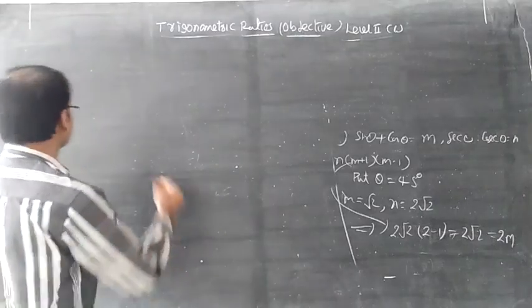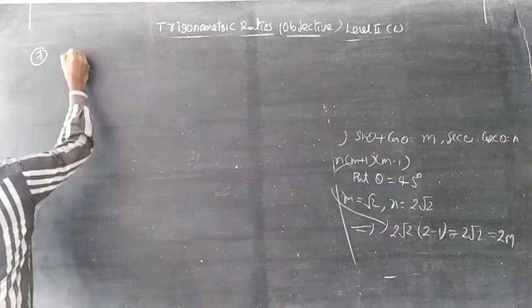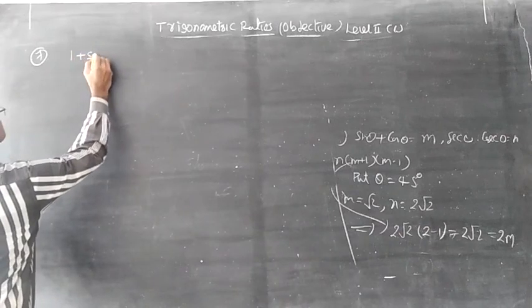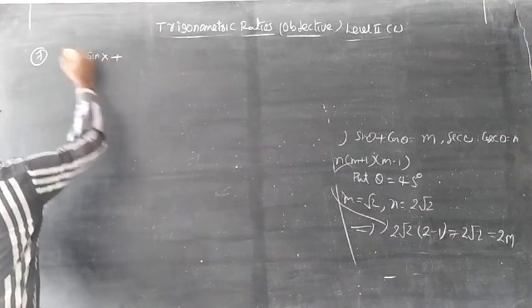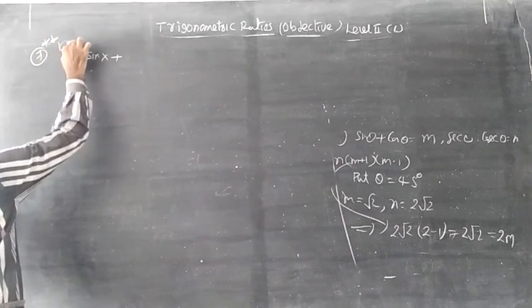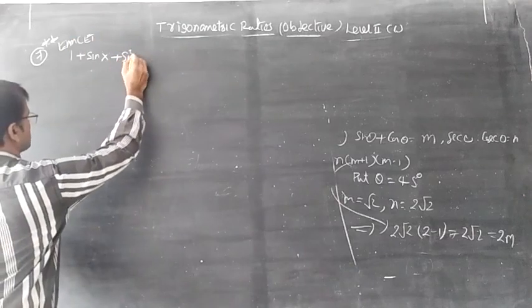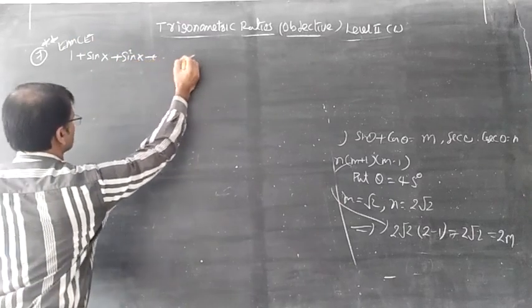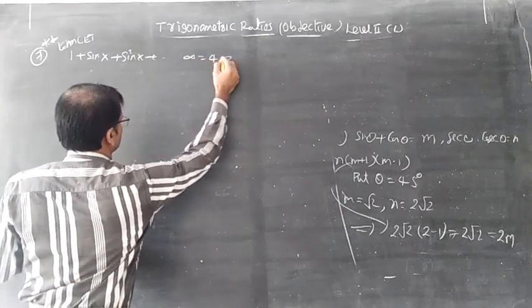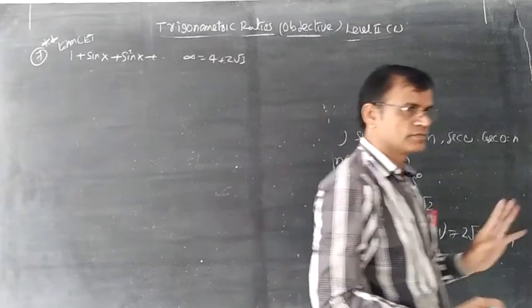Read, Abdullah, the 7th question. If 1 plus sin x plus sin square x plus so on until infinity is equal to 4 plus 2 root 3, then what is the value of sin x? Excellent, good start.